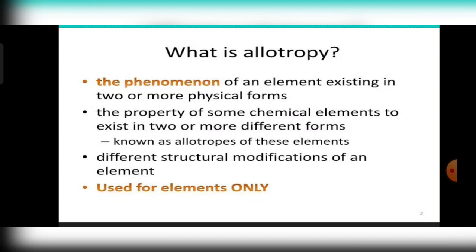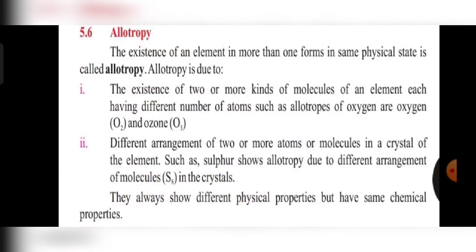So the existence of one element in different forms or structural arrangements is called allotropy. The existence of an element in more than one form in the same physical state is called allotropy. Allotropy is due to the existence of two or more kinds of molecules of an element, each having a different number of atoms, such as the allotropes of oxygen, O2 and O3 ozone.